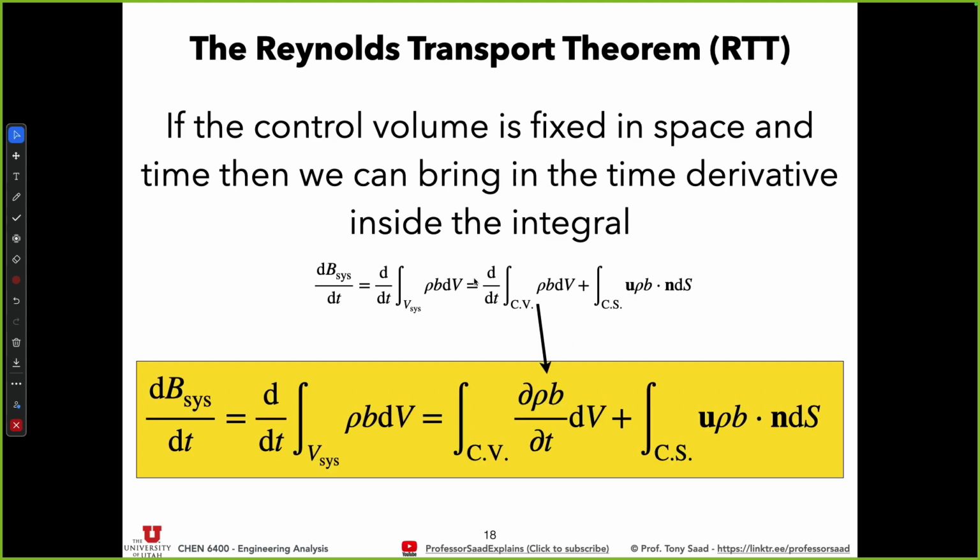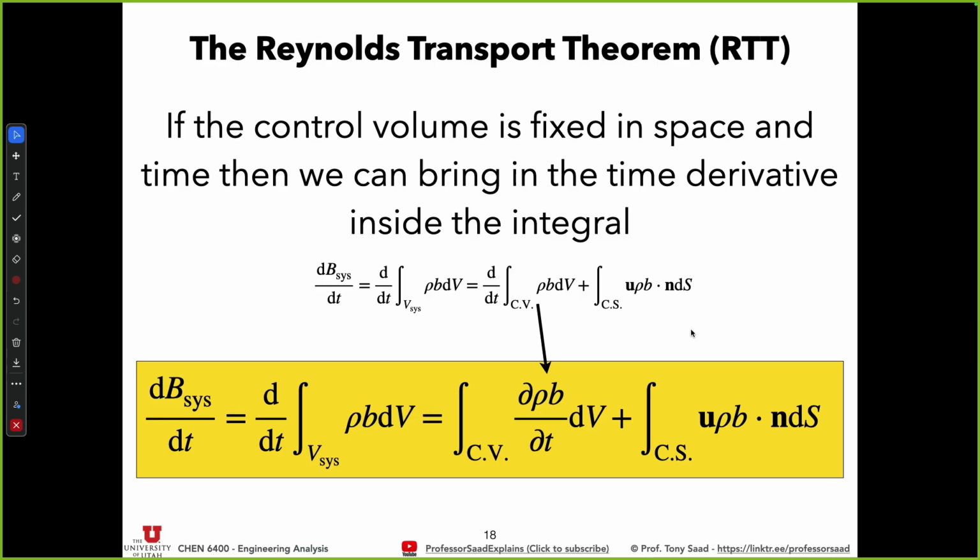And notice what happens when I bring it inside the integral. It has to become a partial derivative. Why? Because rho and b are changing inside the control volume. They are fields, right? So it's not a total derivative of rho and b, it's a partial derivative with respect to time. So the total derivative of the volume integral becomes a volume integral of the partial derivative.